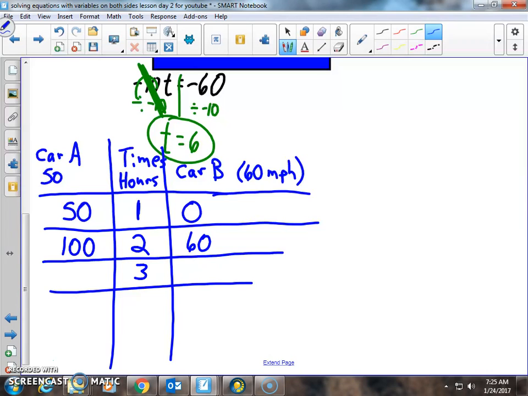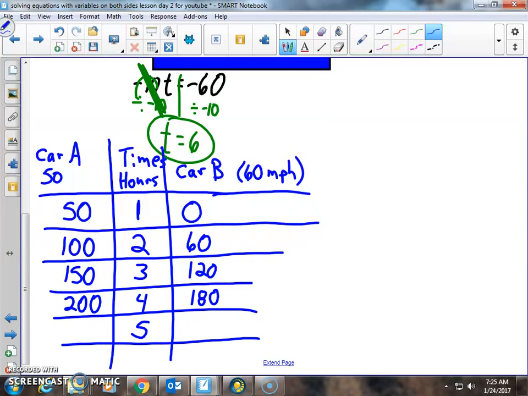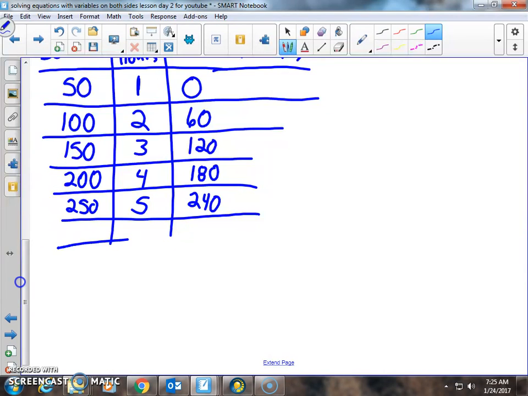And after another hour, I know that car A has traveled 150 and car B has traveled 120. And after another hour, I know that car A has now traveled 200 miles and car B has traveled 180 miles. After another hour, I know car A has traveled 250 miles and car B has traveled 240 miles. After one more hour, I know that car A has traveled 300 miles and car B has also traveled 300 miles. So again, we still got the same answer of 6 hours.